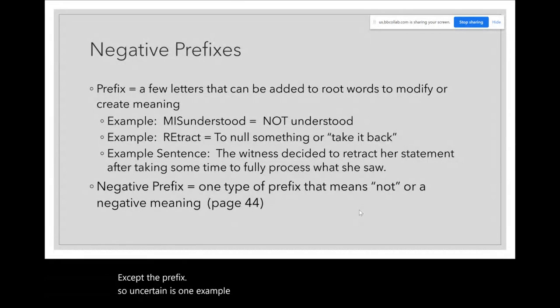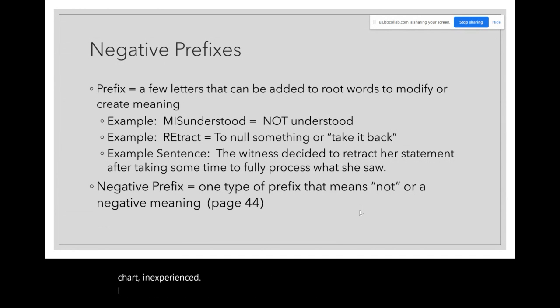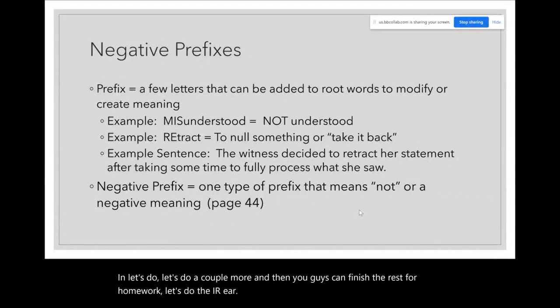Okay, what about with in? Inexperienced. That's correct. So we cannot say inadvantage, inregular, incertain. In is going to go with experienced. So that will be the second example on your chart, inexperienced. I am inexperienced at speaking Vietnamese. So in. Okay, let's do a couple more and then you guys can finish the rest for homework. Let's do the ir. Irregular? Yeah. That is correct.